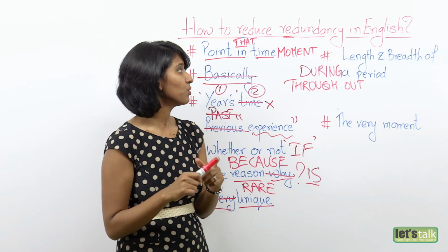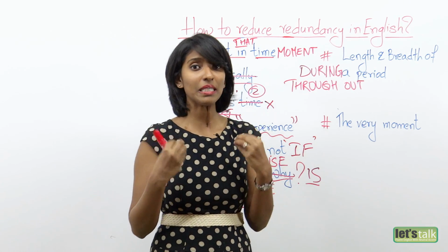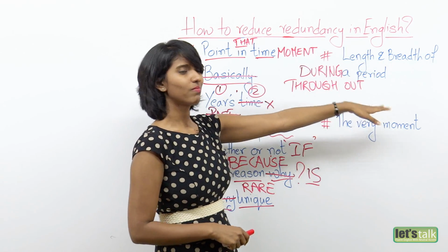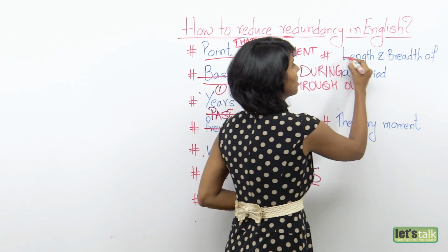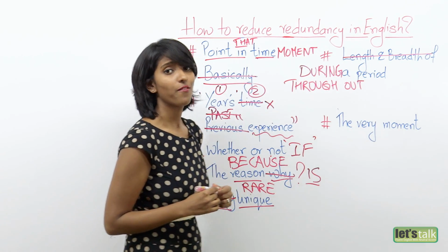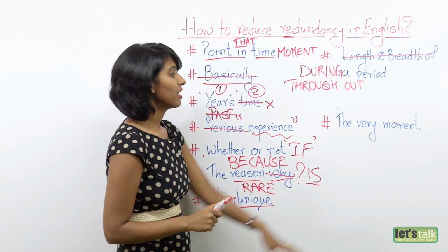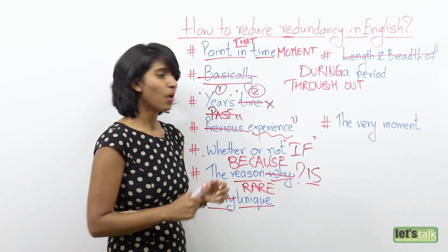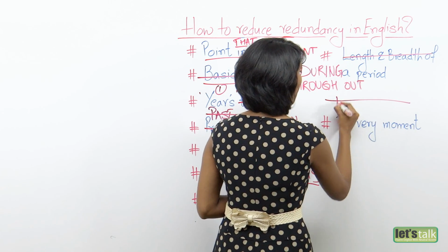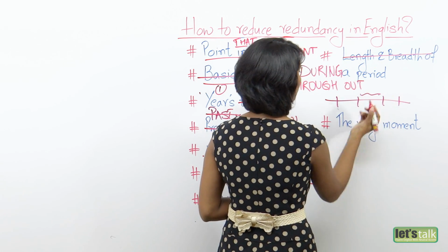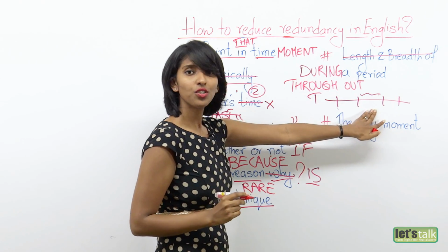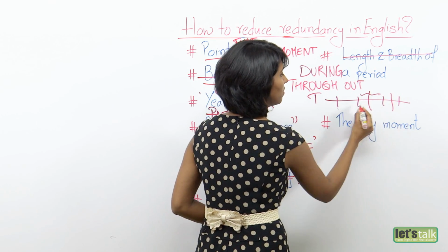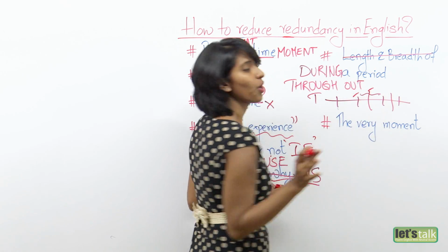You will be able to improve your language style and speaking skills. So it's during a period or throughout a period. Rather avoid length and breadth of period. It is very wordy. The last is the very moment. Tell me what is wrong here. Moment actually means a fraction of time. Probably this is the time. So this is the fraction of time. This particular phrase of time. If you shift it here, this and this are not the same.